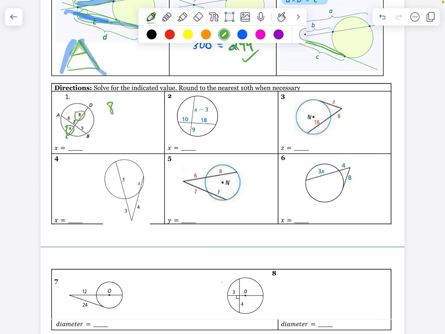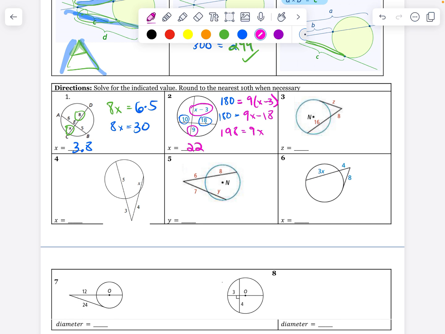So x times 8 equals 6 times 5. 8x equals 30. So 30 divided by 8 is 3.75. I think I said round to the nearest tenth. All right, same idea. 10 times 18 is 180. And then 9 times x minus 2 equals 9x minus 18. We have to use the distributive property. 180 equals 9x minus 18. 180 plus 18, 198 equals 9x. Divide by 9. X is equal to 22.